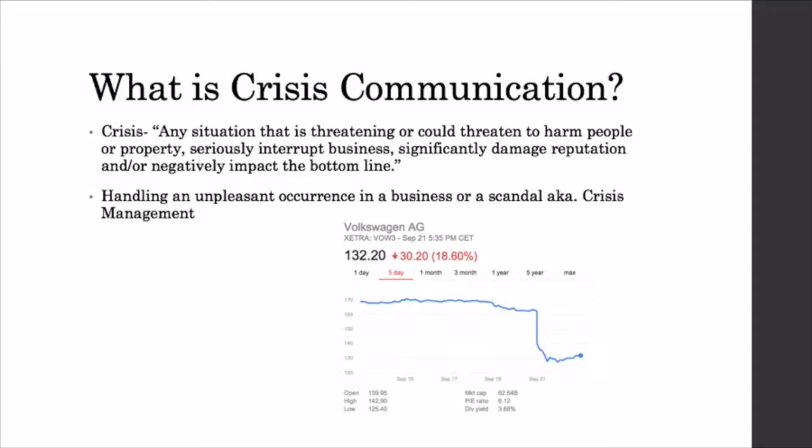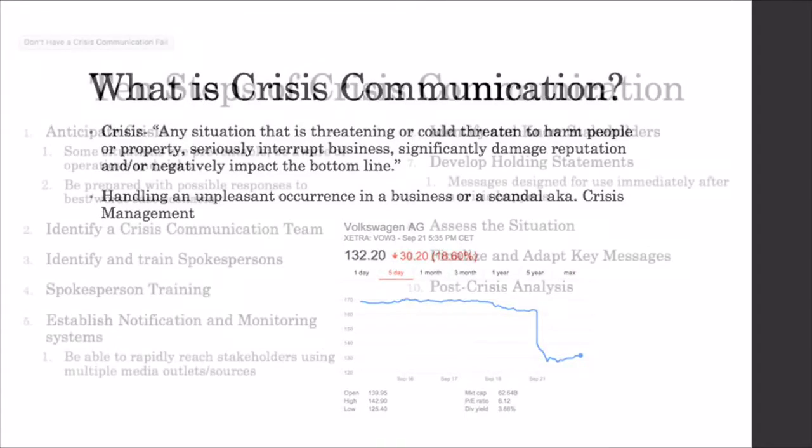But when you look at how communication during a scandal can affect a business, it's pretty crucial to have successful communication with your audience. After the Volkswagen emissions scandal, their stocks dropped, and they didn't really have a good plan to handle a scandal like this.